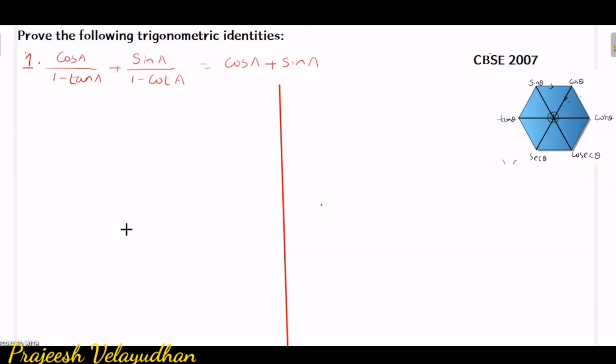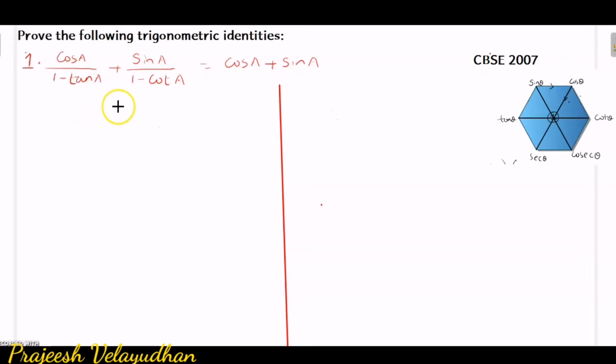Today we will discuss 5 more important questions from trigonometry. Look at here, the CBSE 2007 question. The question is cos A upon 1 minus tan A plus sin A upon 1 minus cot A, which is equal to cos A plus sin A. Here most of the students have confusion: where to use which identity, which identity I need to apply.